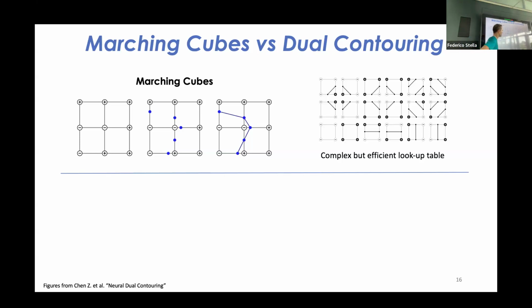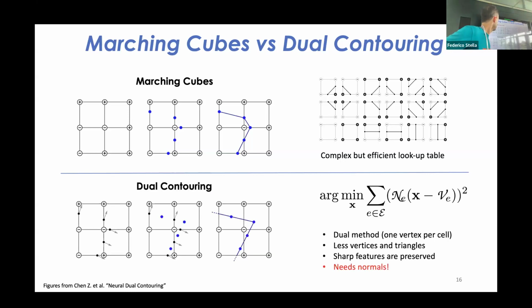This is very easy in 2D. It's quite complex in 3D, but some guy in the 80s implemented it, so nobody touches it. It works. Cool. It's a big lookup table. But yeah, so this is marching cubes. And of course, the quality of the mesh that we get out of this depends on the sampling resolution of the grid. The denser the grid, the better.